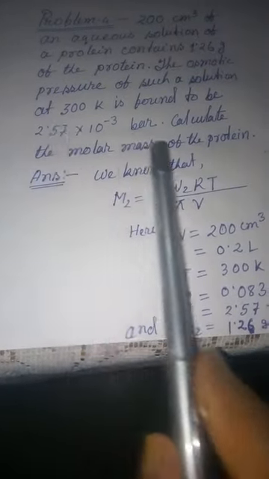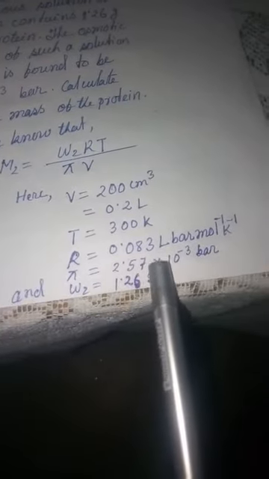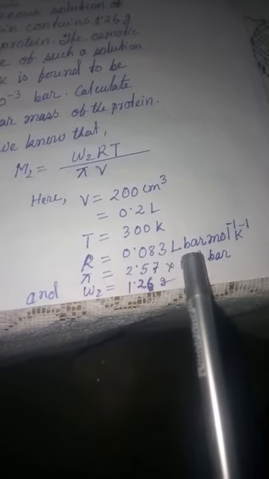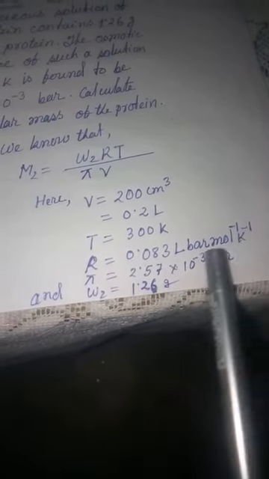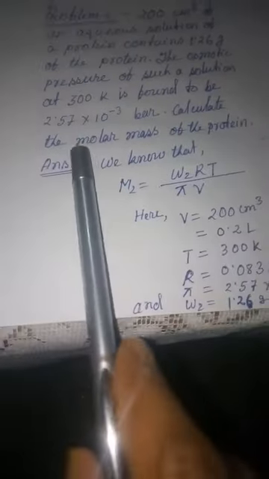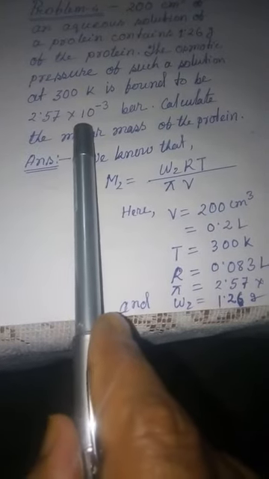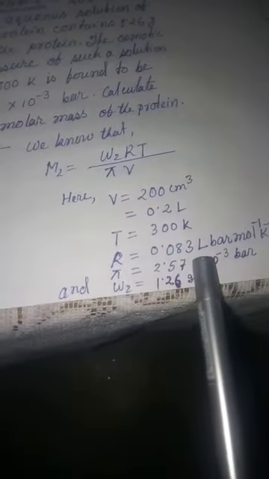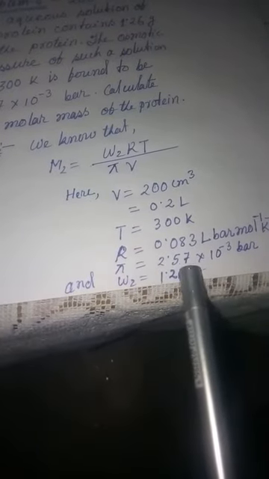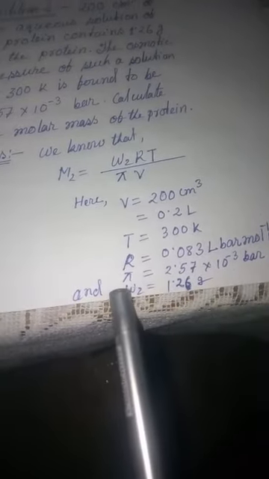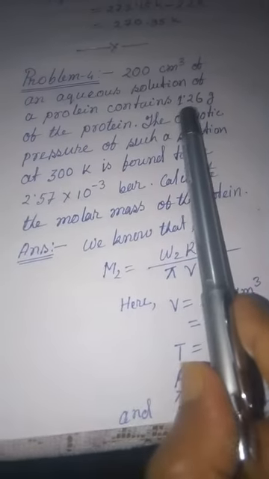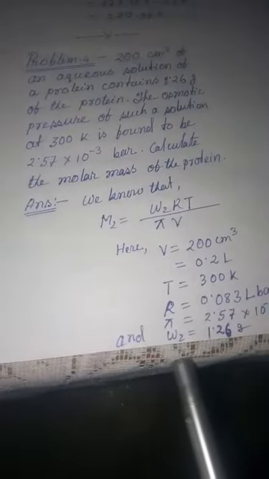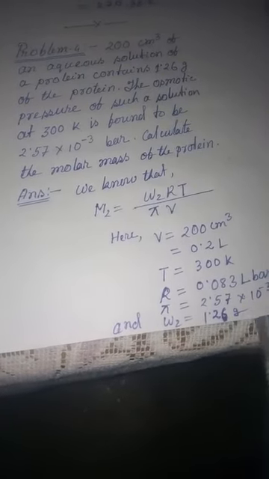Temperature is given, that is 300 Kelvin. And R we have to remember, that is 0.083 liter bar per mole per Kelvin. That quantity you have to remember, it is the gas constant. And pi, the osmotic pressure, is given as 2.57 into 10 to the power minus 3 bar. And W2 is the mass of the solute. 1.26 gram of protein is dissolved here, so W2 is equal to 1.26 gram.